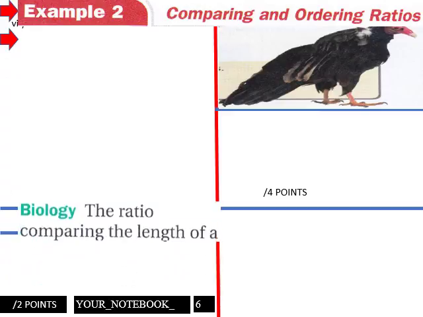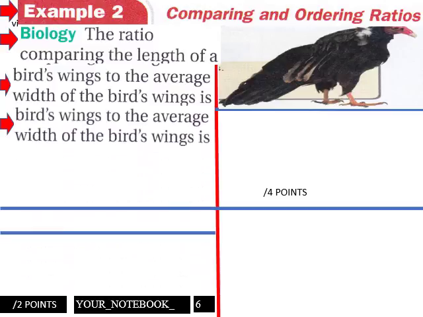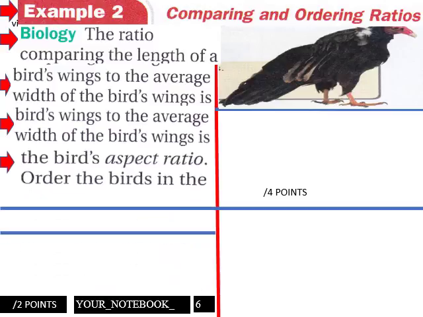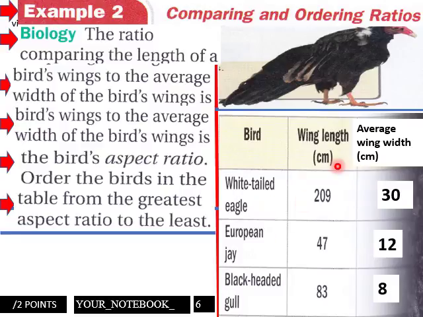So we have another example here, comparing and ordering ratios, biology. Bird's wing length to the average width of the bird's wings. We get into a zoological issue here. So here's a table for different species of birds, with wing length and average width. So there's a ratio between the length and the width. This really determines what kind of flying these different species of birds do.